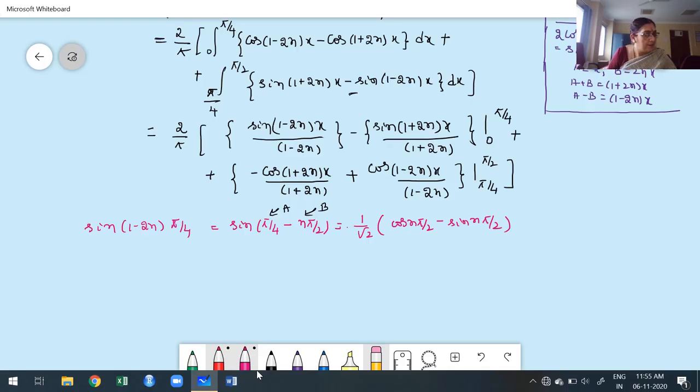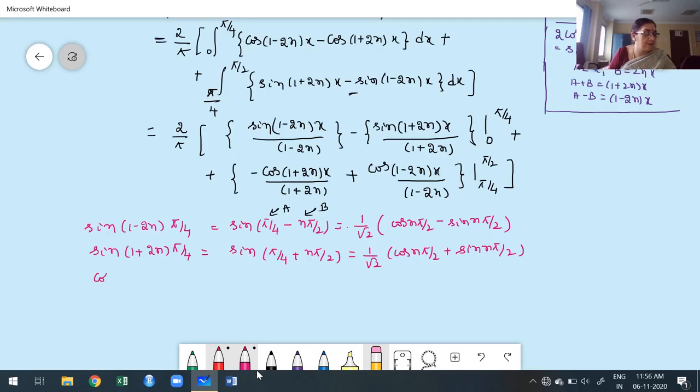That's all. Similarly, sine of 1 plus 2n into pi by 4 is nothing but sine of pi by 4 plus, n pi by 2, where 2 cancels with 4. Sine of A plus B. We get the same thing, but the middle sign must be positive: 1 by root 2 into cos of n pi by 2 plus sine of n pi by 2.